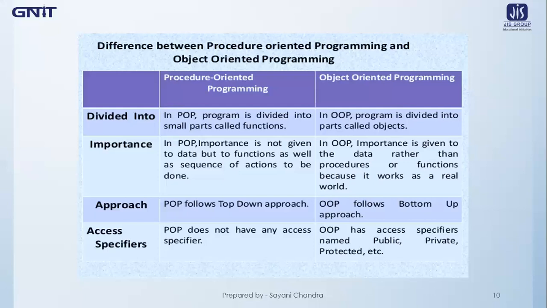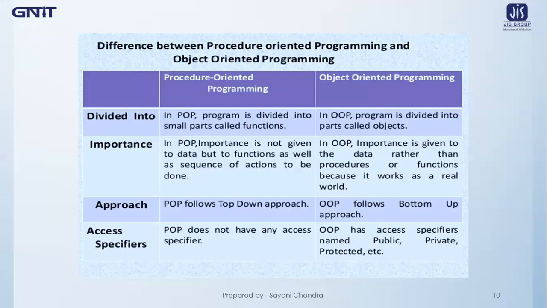In case of POP, most functions use global data, which can be shared and accessed freely from function to function in the system, because POP does not have any access specifier. But in case of OOP, data cannot move easily from function to function. It can be kept public or private or protected or in default access, so we can control the access of the data, and that can be done using the access specifiers that are there in object-oriented programming languages.